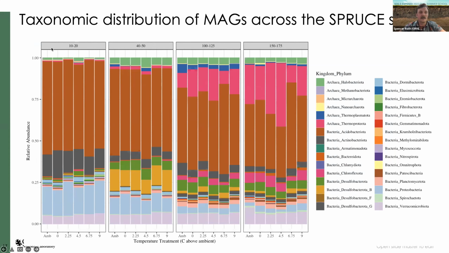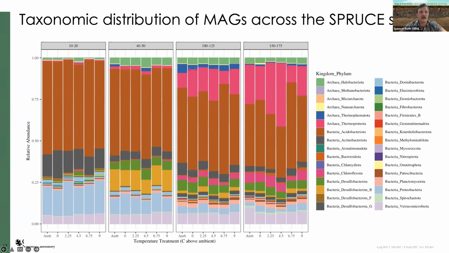And so just looking at the taxonomic distribution of this MAG data set across the sites, this plot is faceted by the 4 different depth increments across the top, and then increasing temperature treatments across the x-axis within each facet. And so you can't really visualize a temperature effect here, but what you can see, as Chris mentioned, is that depth is a really strong driver of changes in the microbial communities.